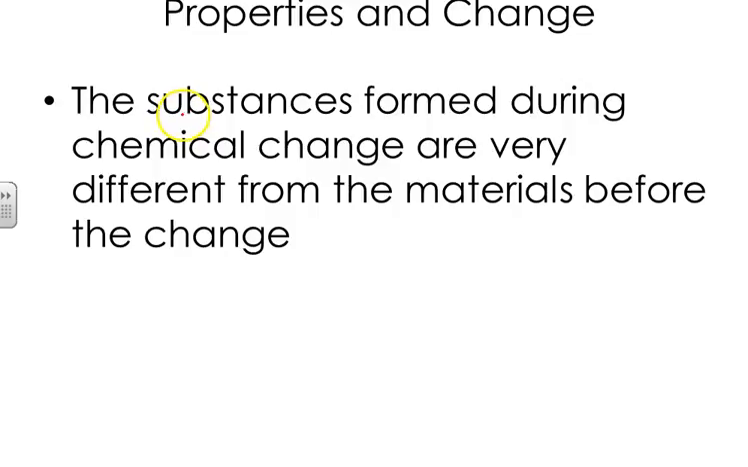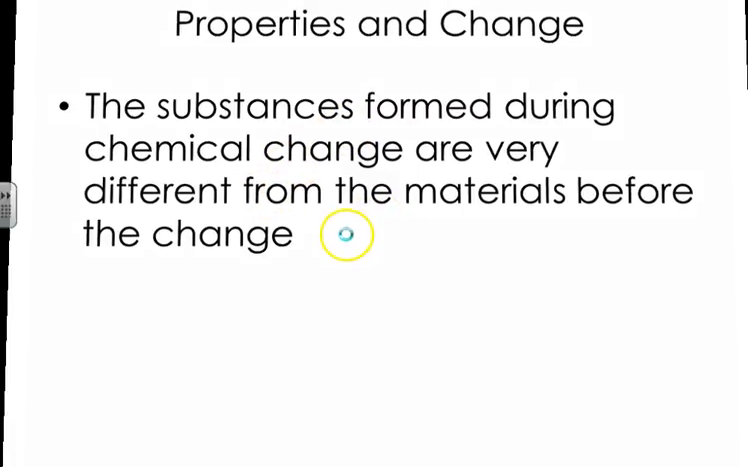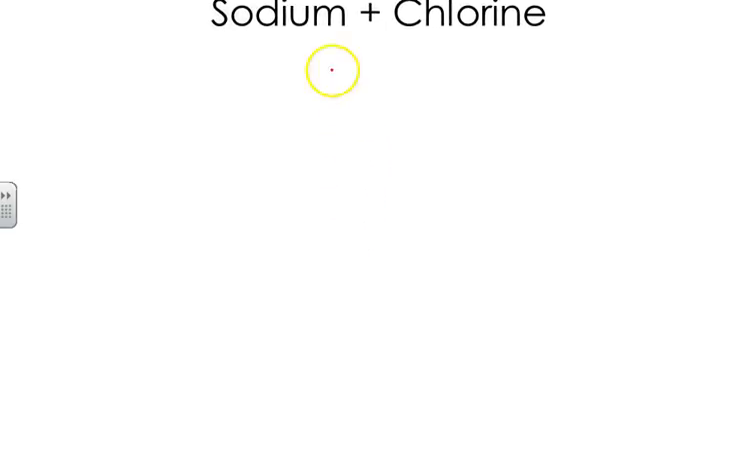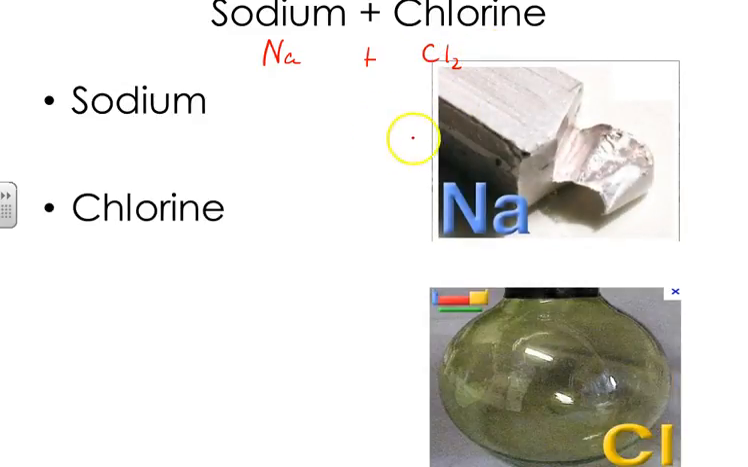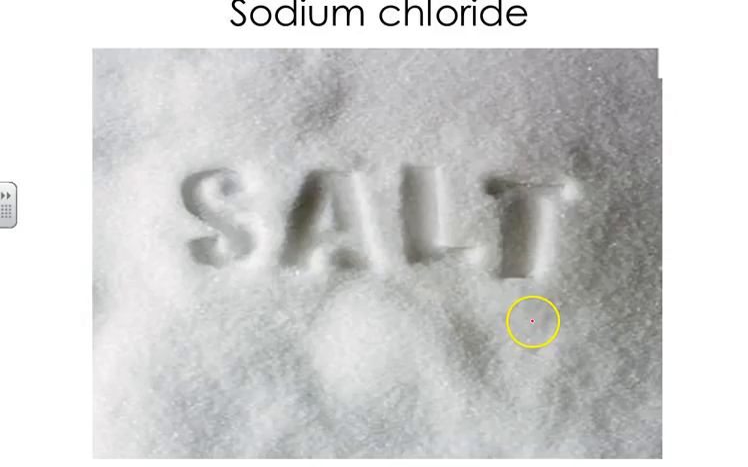When you put these two substances together, very strong reacting substances, the substances that are formed are very different from the materials that were there before the change. So for instance, if you put sodium, Na, plus chlorine, which is Cl2, you're going to produce salt, NaCl.